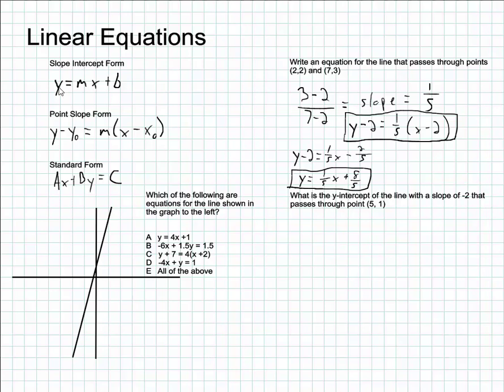Which of the following are equations for the line shown in the graph to the left? This is a classic linear equation problem where we're given a graph and a line, and we're simply asked to determine what the equation for the line is. So let's solve this. So first, it may be valuable to figure out what the slope of this line is. So let's find a few points on the line that are very easy to determine.